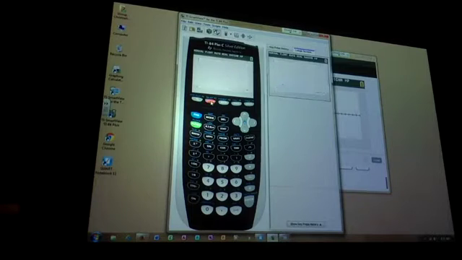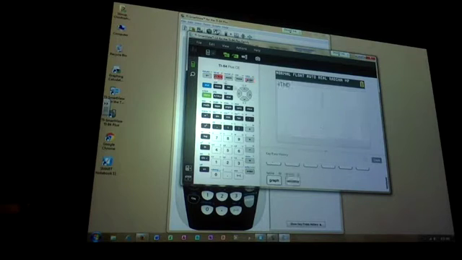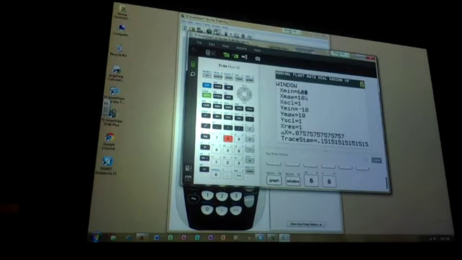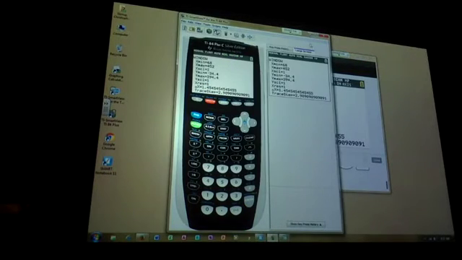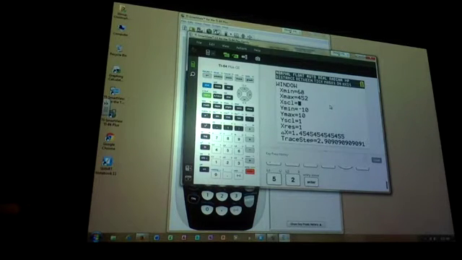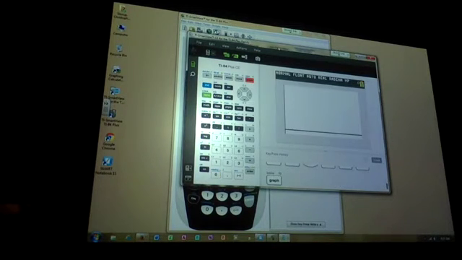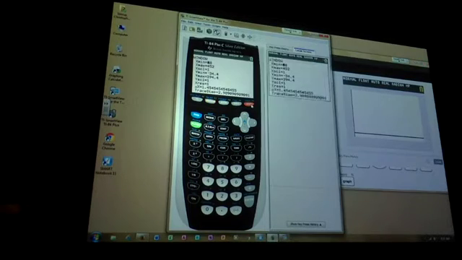So one thing I want to do is change my window. I'm going to set x from negative 68 to 452. And then the Y window, negative 34 to about 400. So negative 34 to 394.4. Okay, but we're being rough. Okay. Graph.